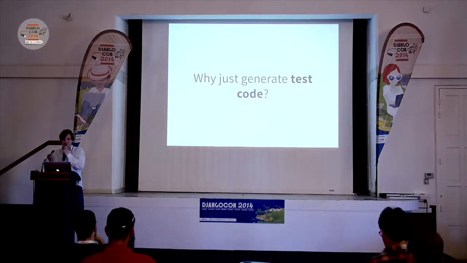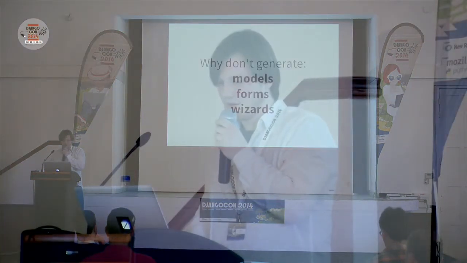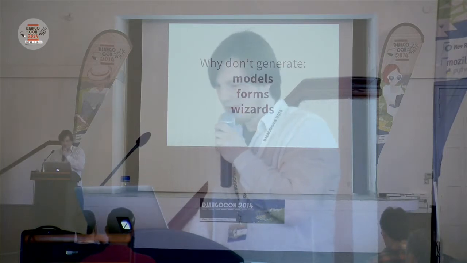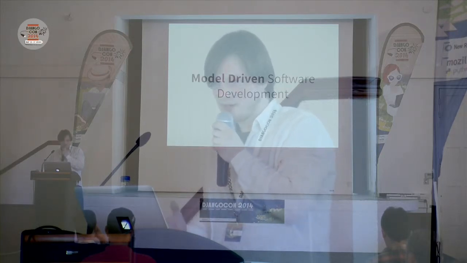So why do we just generate test code? NatSpec is not limited to test code. NatSpec is very general. Why don't we generate models, forms, wizards, or any other Django artifact or software artifact? Actually, the topic of generating code from specifications is the topic of model-driven software development. It's mainly used in the Java world. Like you see in our little survey, no one uses it with Python. And I did not find any Python frameworks for this.